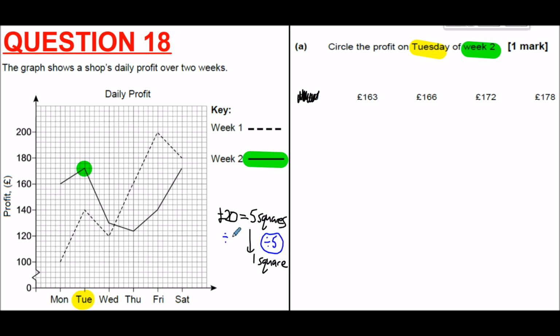20 divided by 5 is £4. And so each square going upwards represents £4. So for Tuesday of week 2, if we just draw a line across from here, there's 160 and it's 3 squares up. So 164, 168, 172. And so the one we need to be circling is 172.